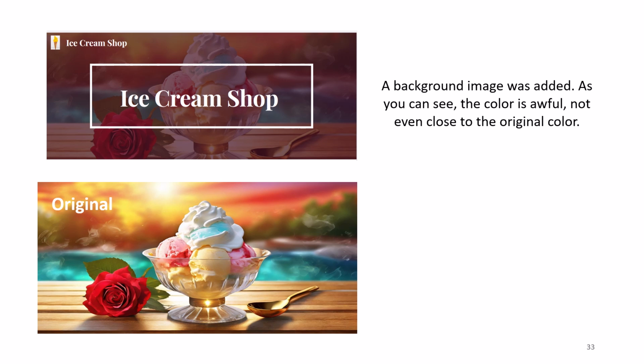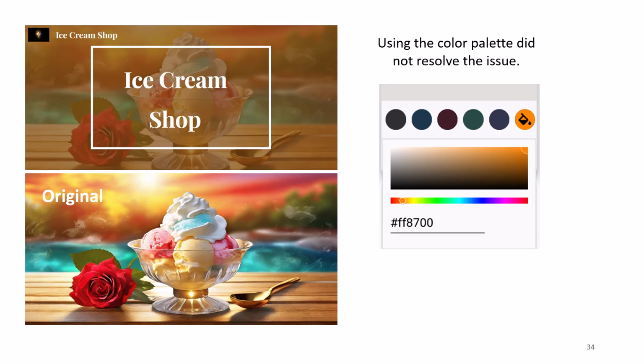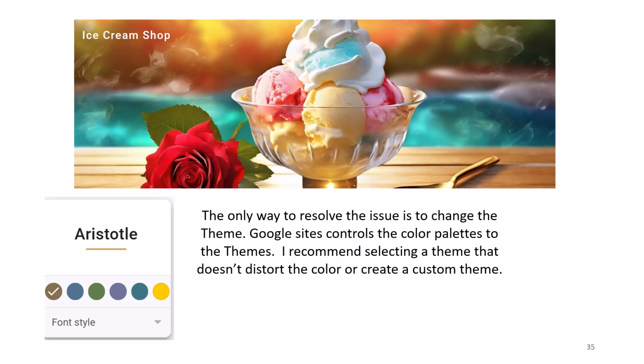A background image was added. As you can see, the color is awful, not even close to the original color. Using the color palette did not resolve the issue. The only way to resolve the issue is to change the theme. Google Sites controls the color palettes to the themes. I recommend selecting a theme that doesn't distort the color or creating a custom theme.